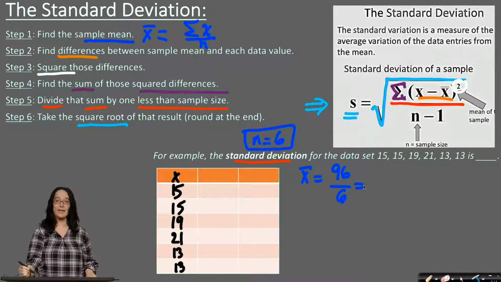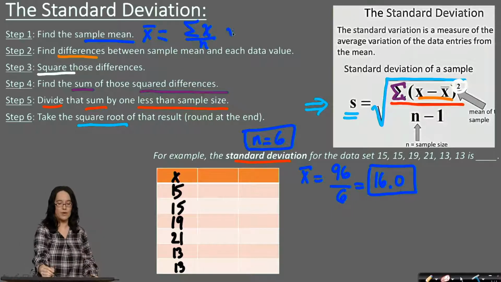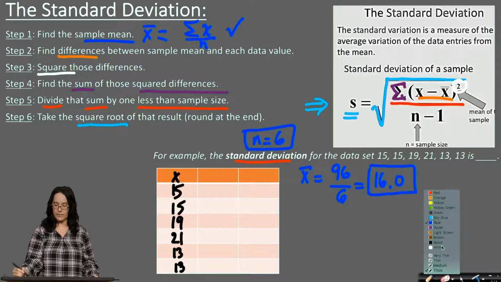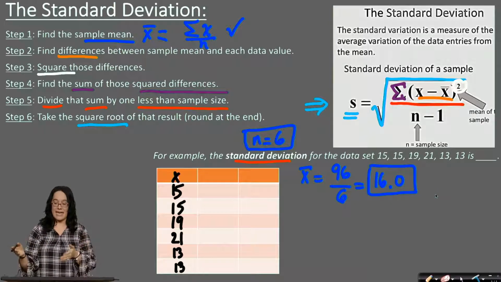And this time we're pretty lucky. We get a nice whole number in 16, and we'll round that to 16.0. Remember from our previous video, we round measures of central tendency 1 decimal beyond the data itself. So this would be our sample mean. Then we use this, that's step 1. We use this now to find the differences. We're going to find the differences between every data value and the mean itself.